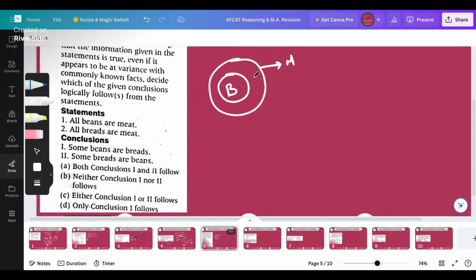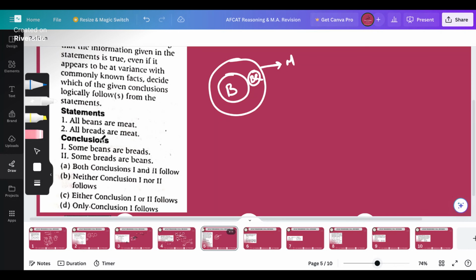In all this Venn diagram type of question, even if you are able to find one anomaly, I repeat, the entire statement gets wrong. So what if the bread is over here? Let's write bread as br. Bread is over here. All breads are still meat. Statement 1 and statement 2, both of them are correct.